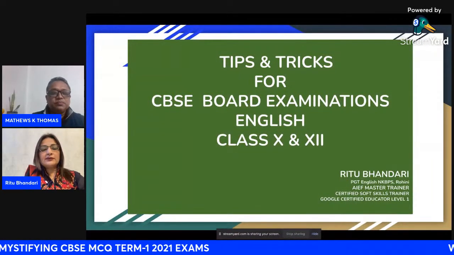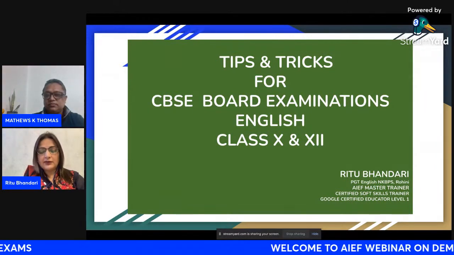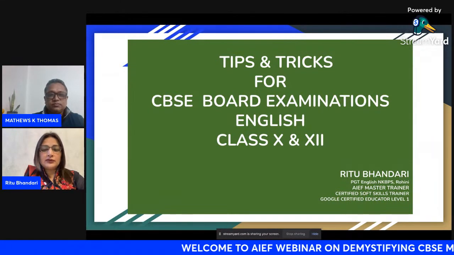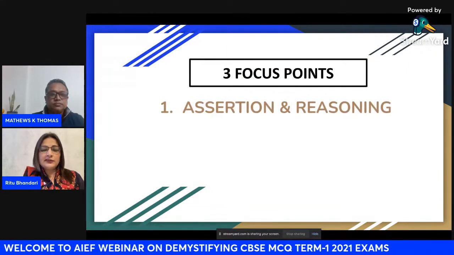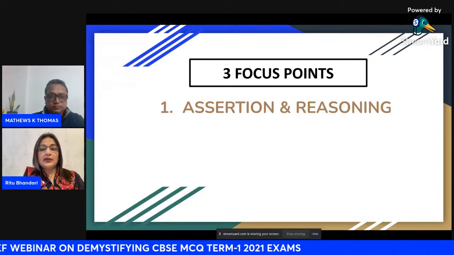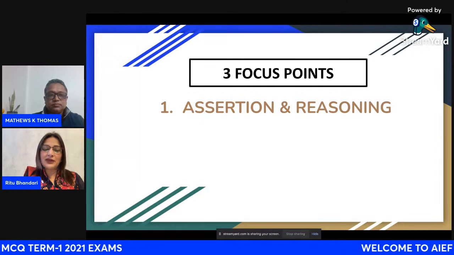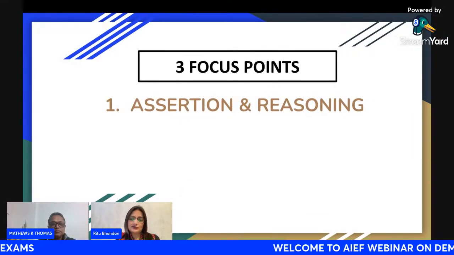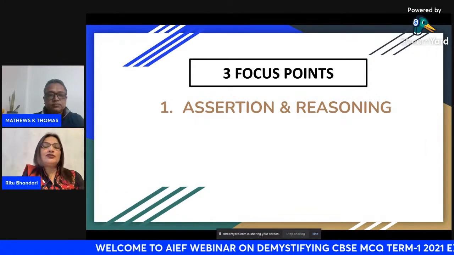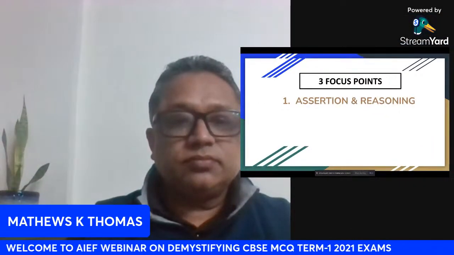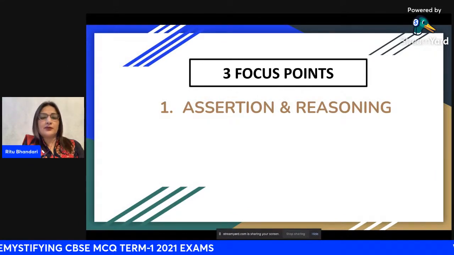Tips and tricks for the CBSE board examination, keeping in mind class 10 and 12. I'll be catering to both the classes. I'll be focusing on three major points. First is assertion and reasoning, keeping in mind it is English literature. There are many who have had a tough time understanding how we can deal with assertion and reasoning because it's not a STEM subject. It's not catering to science, engineering, or mathematics. How do we do it for literature? So I've deliberately picked this as a focus point.